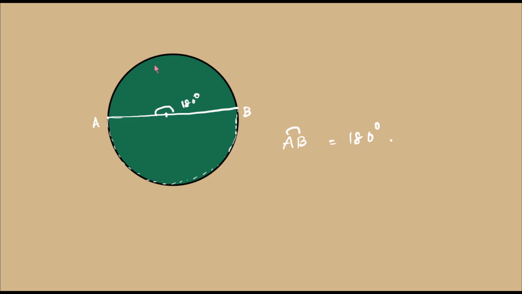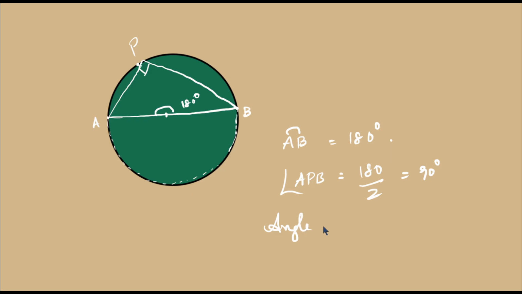Now let me just show you the angle subtended at any point on the circumference of the circle. So it is this. This angle is subtended by the same arc AB. And what would be the angle? It would be half of 180 degrees, isn't it? So angle APB would be equal to 180 by 2, which is 90 degrees. And this is the proof for angle in a semicircle is always 90 degrees, right?